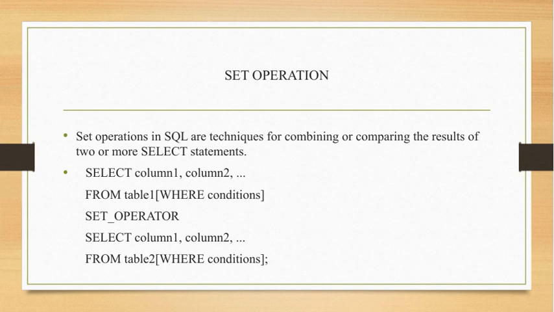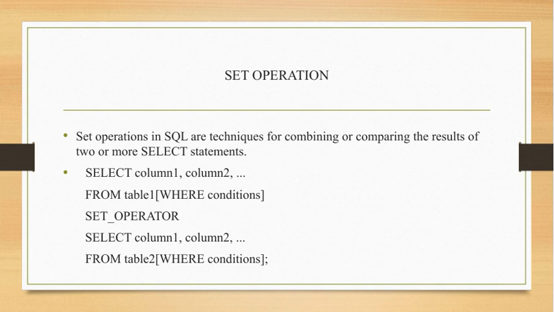When we write these queries, the basic structure involves writing a select statement to specify the columns we want, then choosing the table we're pulling data from. We can include optional conditions to filter our results as needed. Next, we use a set operator, such as union, intersect, or except, to specify how we want to combine the results of the first query with the second. After that, we write another select statement similar to the first, possibly from a different table or with different conditions.